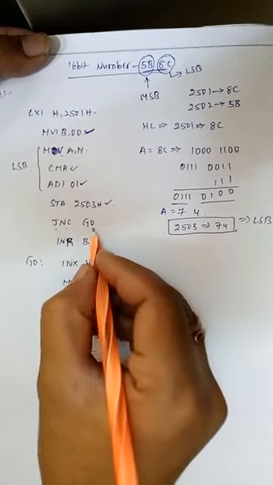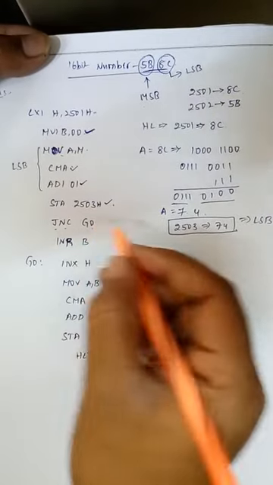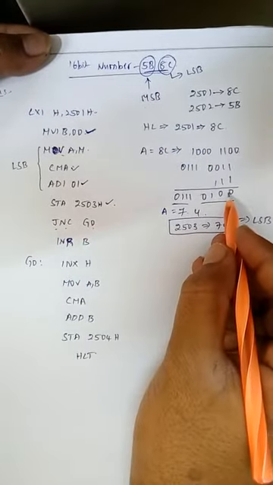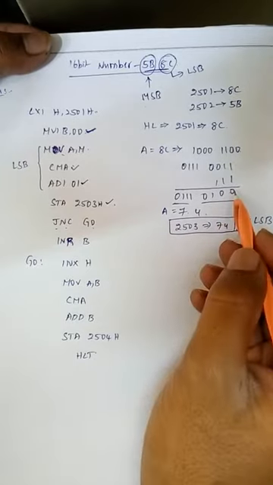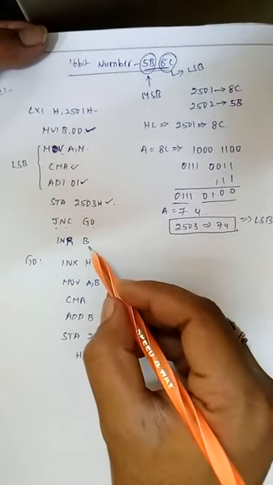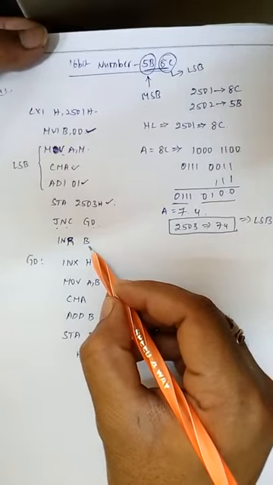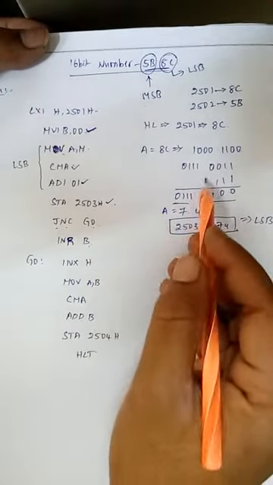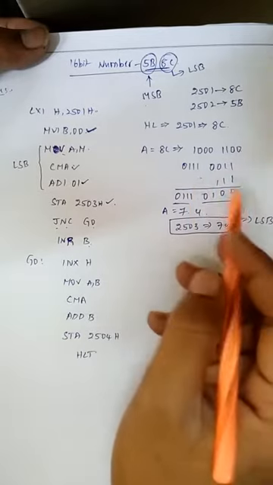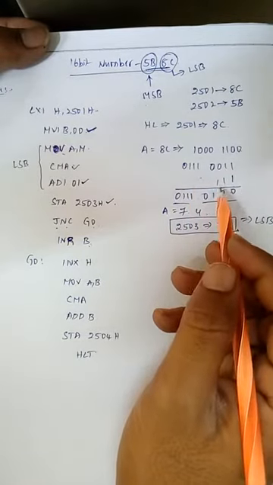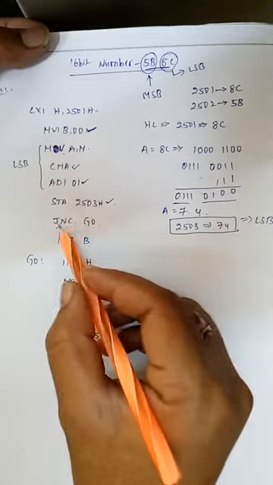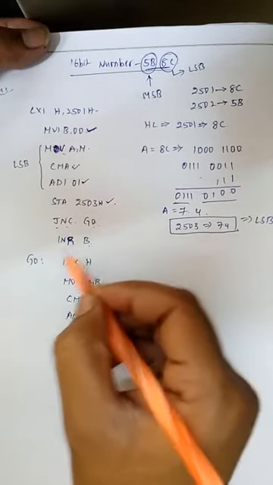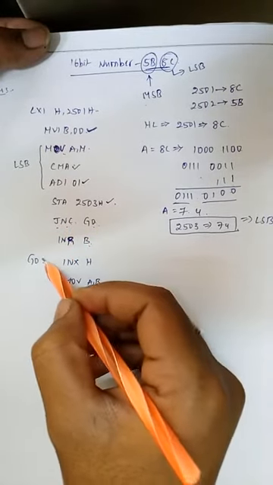Again, jump on no carry. If any carry is there while performing addition here, it will come to the next instruction, that is increment B, and B will be incremented to 1. But we are not getting any carry while performing this addition. So jump on no carry. If no carry is there, it directly moves to the next instruction.